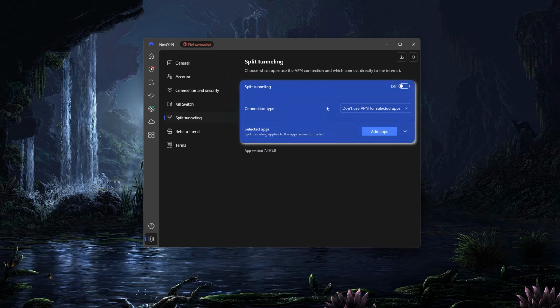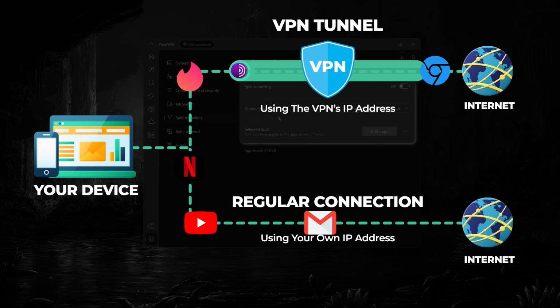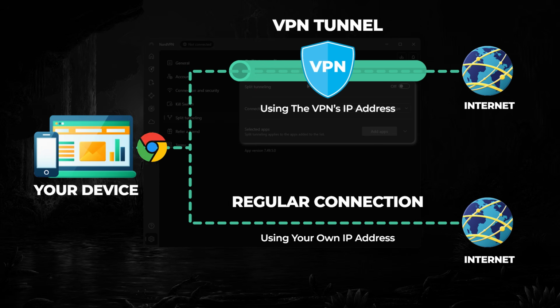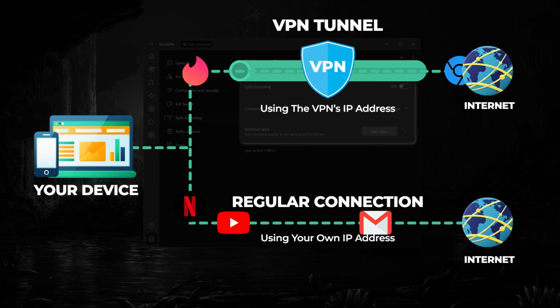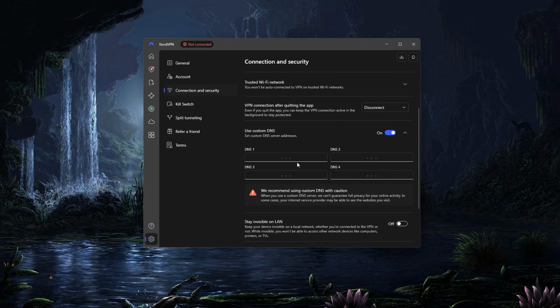Split tunneling is available too. This lets you decide which apps use the VPN and which ones don't. For example, you might want your browser protected but not your streaming app, and you can set that up directly in the app settings. And finally, there's support for custom DNS, which gives you the option to configure your own DNS settings manually, something more advanced users might appreciate for speed or filtering purposes.